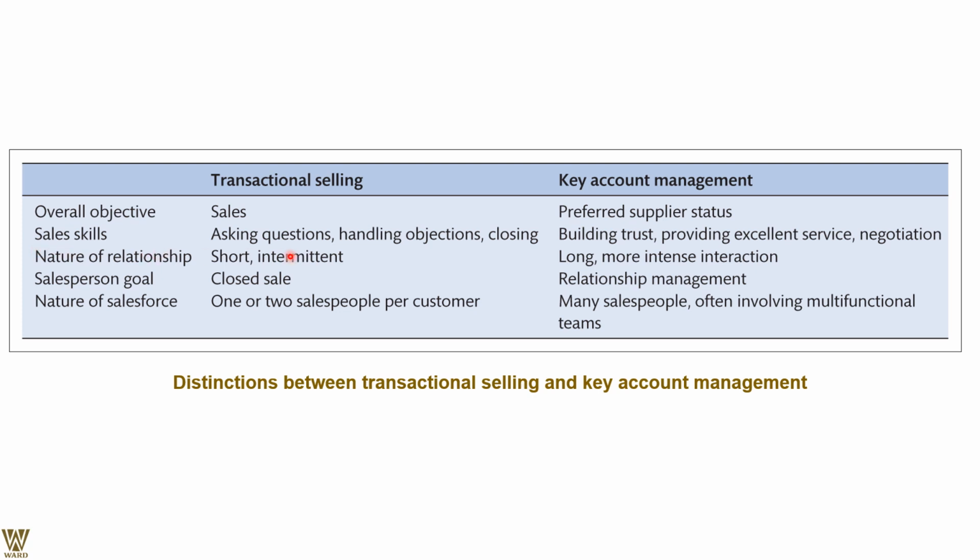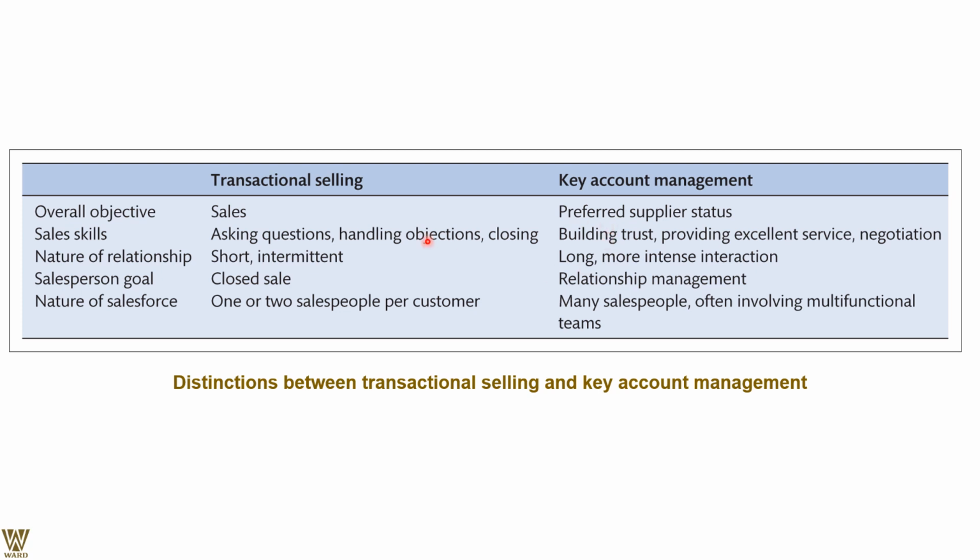In sales skills, in transactional selling, we talk about asking questions, handling objections, coming up with queries or hiccups. You solve them, and probably your sale goes through. But in key account management, it is all about building trust. It is all about providing excellent service. It is all about technological sharing. It is all about any breakthrough that has been brought forward being shared. Basically, we're talking about best practices.